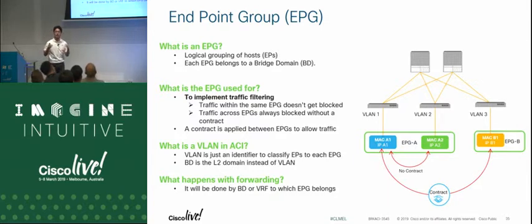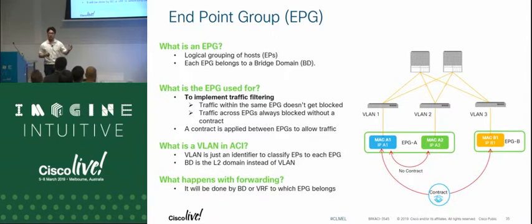Then, what is the endpoint group? It's literally a group of endpoints. But in ACI, we can say an endpoint group is a security domain. So that's why it's used to implement traffic filtering. In ACI, all the endpoints within the same EPG can talk to each other without any rule. But if we want to talk outside of the EPG, then we need a contract to explicitly allow it. So that's why EPG is a security domain.